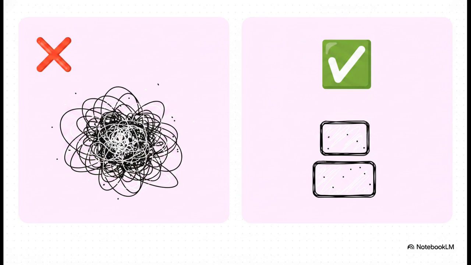Think of the AI like a highly eager but incredibly literal intern. If you just say summarize, they're going to just guess what you want. But if you give them a specific role, a structure, and a clear extraction target, they will deliver a perfect, reliable result every single time.